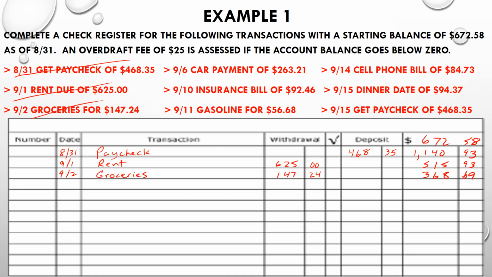All right. Now the next one, I've got a car payment due, and that comes on 9/6. So on the 6th, I've got my car payment.